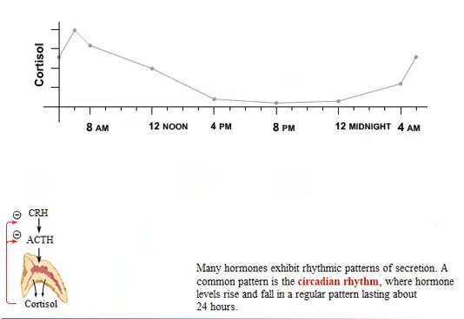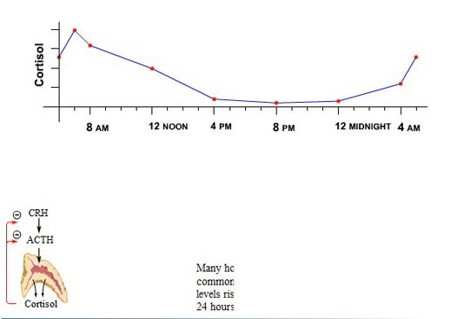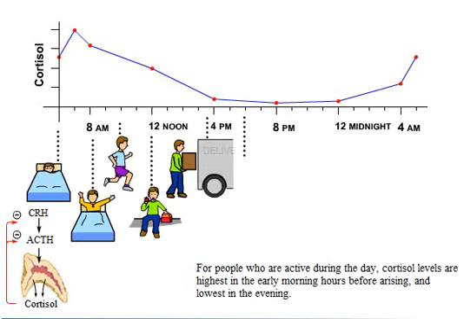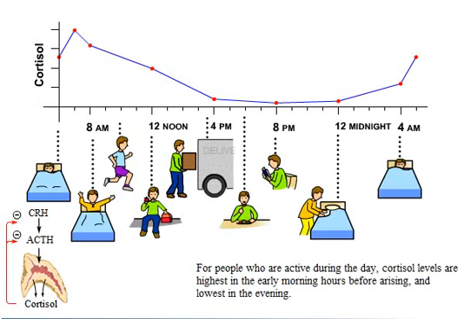Many hormones exhibit rhythmic patterns of secretion. A common pattern is the circadian rhythm, where hormone levels rise and fall in a regular pattern lasting about 24 hours. Cortisol, driven by CRH, has a built-in circadian rhythm that is synchronized with the 24-hour day by exposure to light. For people who are active during the day, cortisol levels are highest in the early morning hours before arising and lowest in the evening.